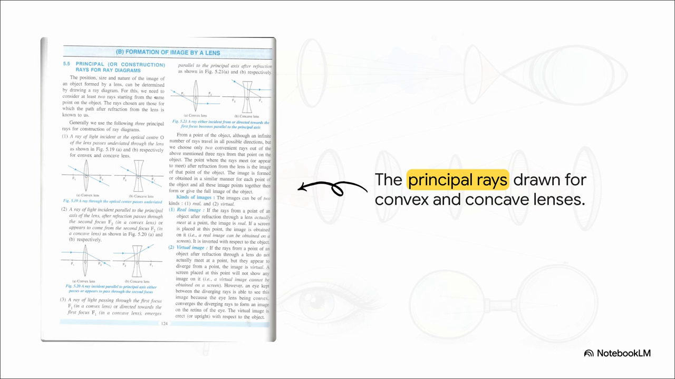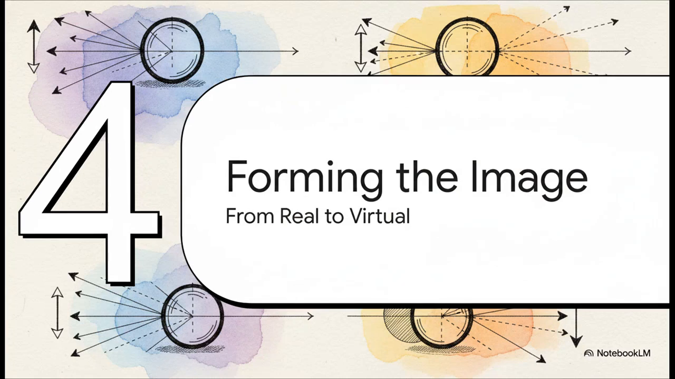For the convex lens, you can clearly see the parallel ray bending through the focus, and that ray hitting the optical center just flying straight on through. And the exact same rules apply to the concave lens. Honestly, mastering just 2 of these lines gives us the absolute power to construct any image we want. Section 4. Forming the image.